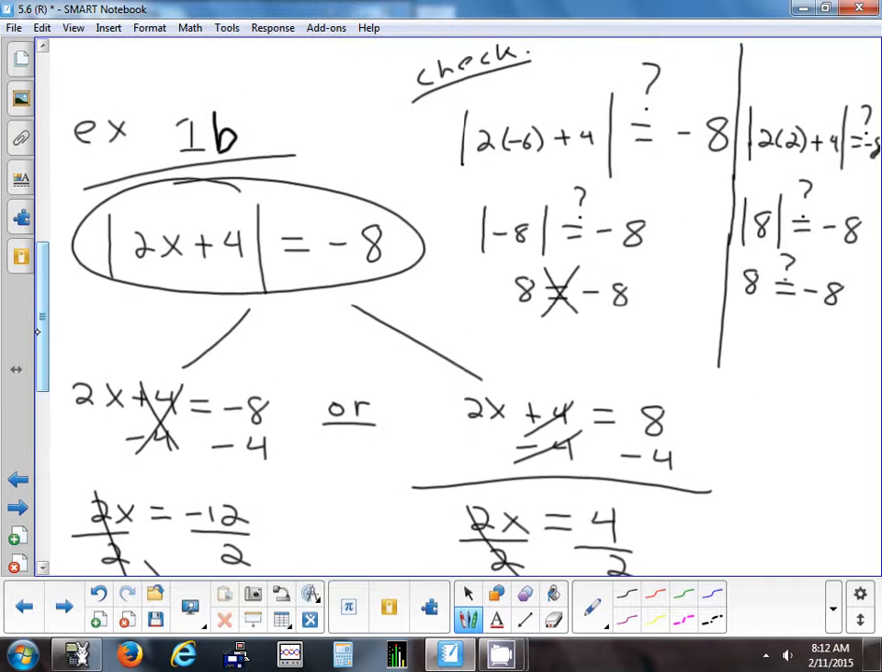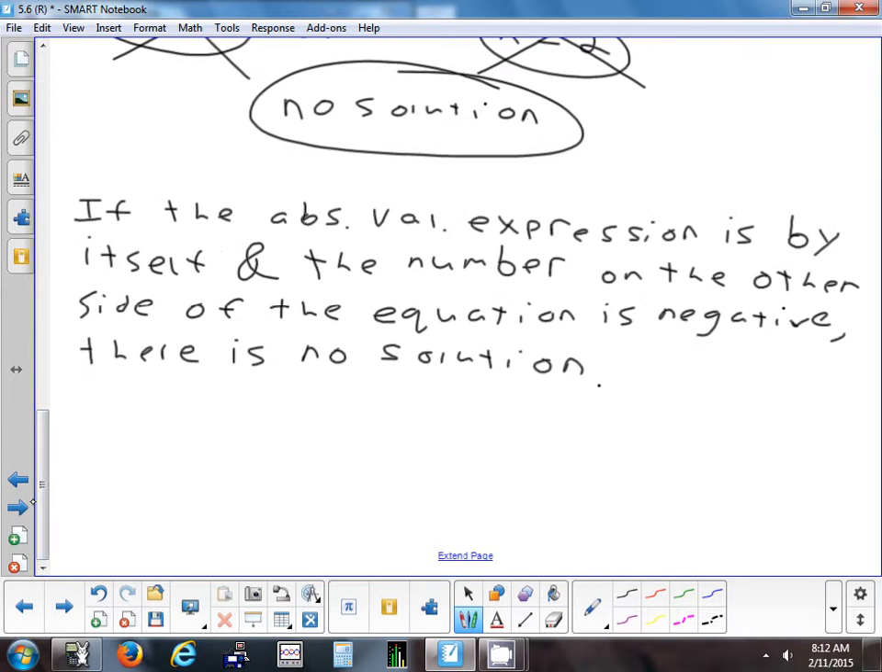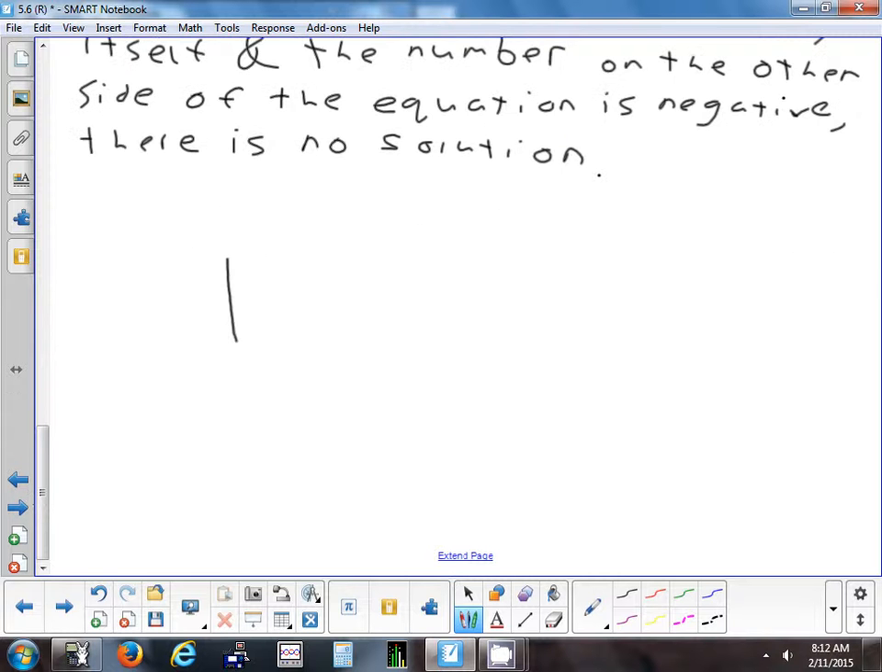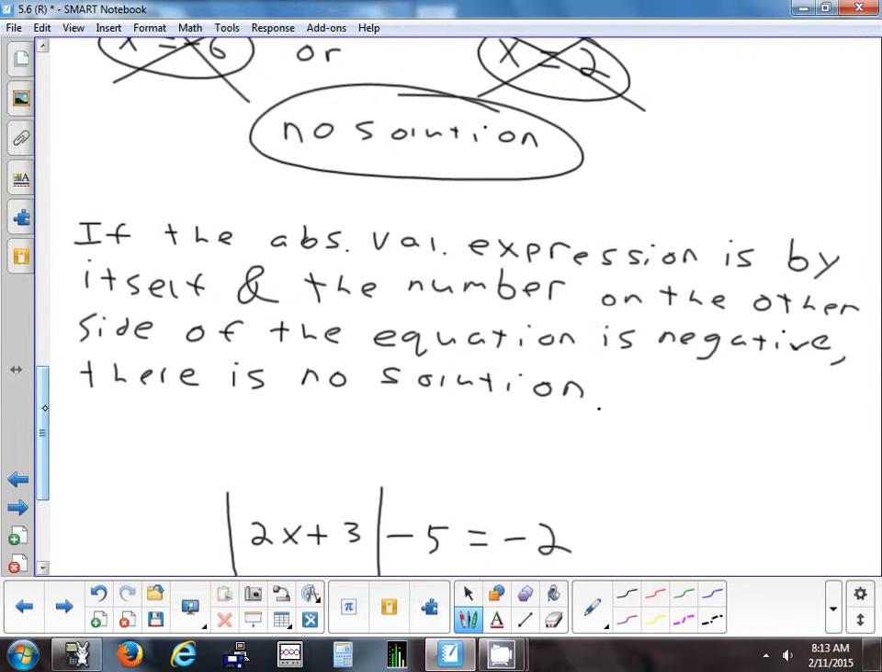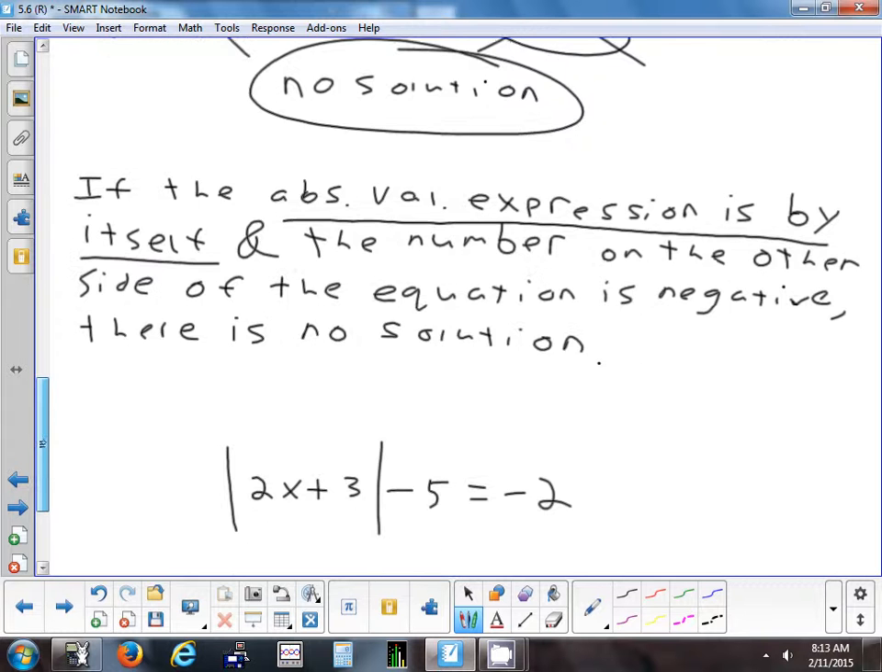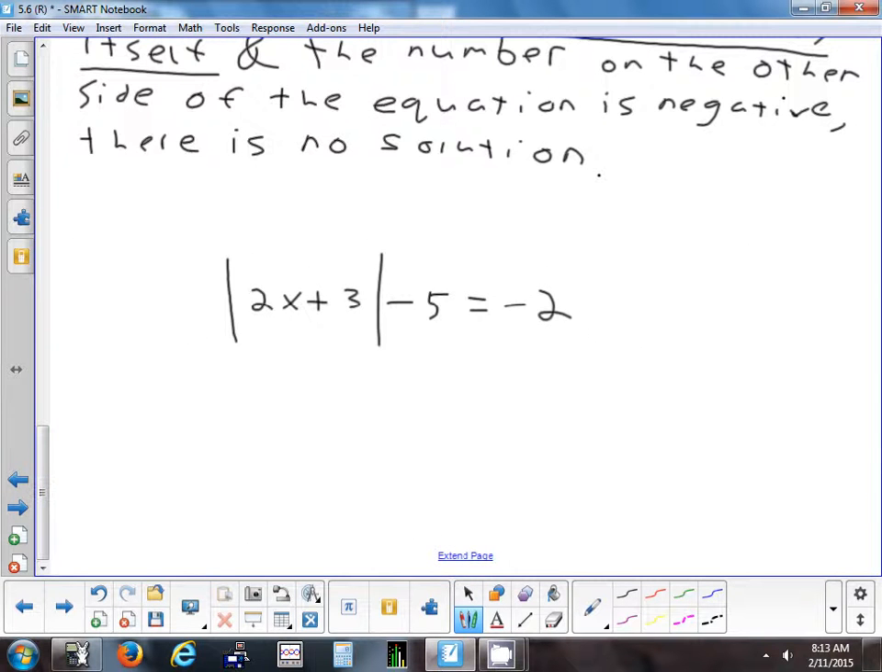So it's very important that you isolate that absolute value expression first. Because let's say you had a problem like this. Absolute value of 2x plus 3 minus 5 equals negative 2. Well, you might say right away, oh, wait a minute, you just said the number on the other side can't be negative. Well, I said that, but I also said that the absolute value expression is by itself. In this case, it's not by itself.